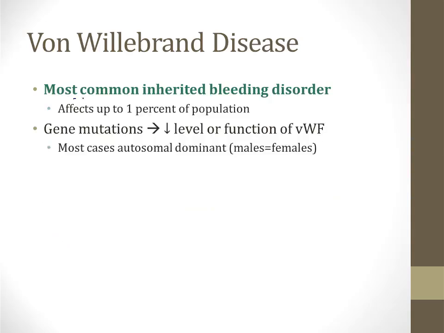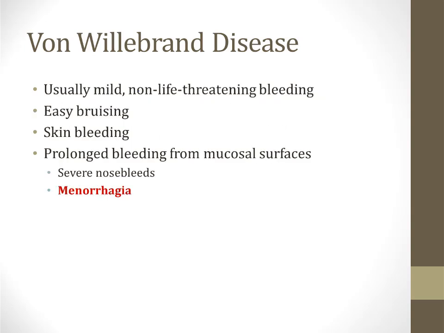Von Willebrand disease is the most common inherited bleeding disorder. It's believed to affect up to 1% of the population. It usually results from some gene mutation, many have been described, that lead to low levels or low function of von Willebrand factor. Most cases are autosomal dominant and run in families, with males affected equally to females. Von Willebrand disease is usually a mild, non-life-threatening condition. It often results in easy bruising or skin bleeding. It can sometimes cause prolonged bleeding from mucosal surfaces.